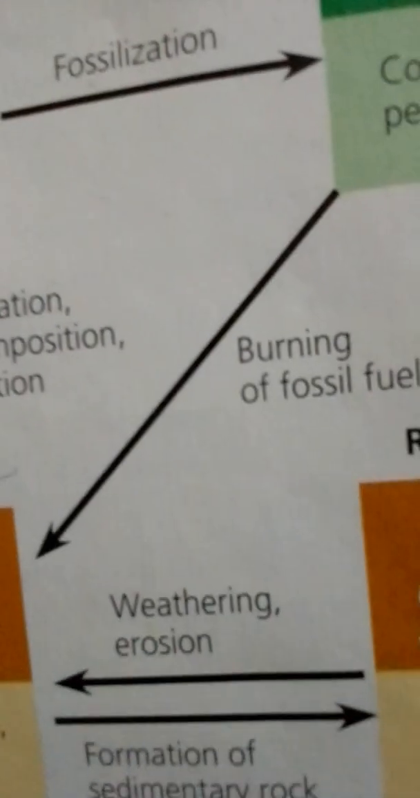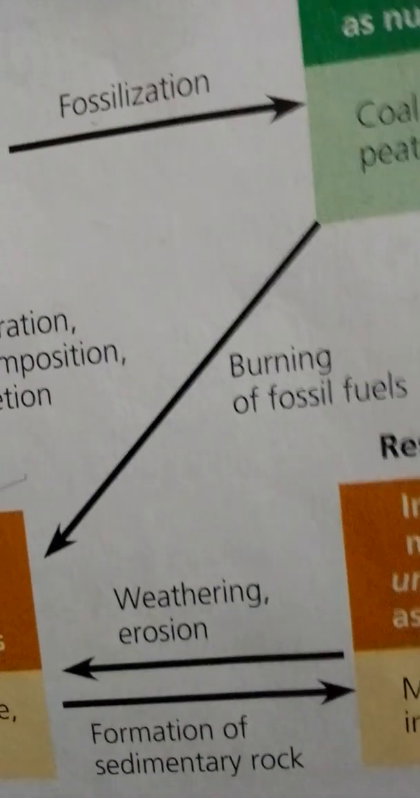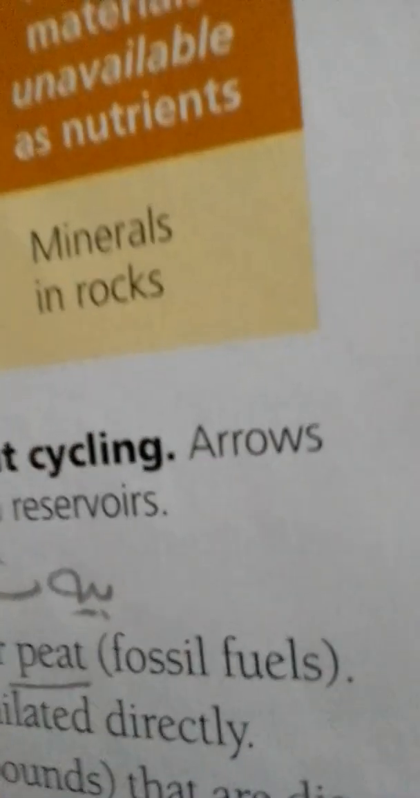Biogeochemical cycles. This figure provides a detailed look at the cycling of water, carbon, nitrogen, and phosphorus.